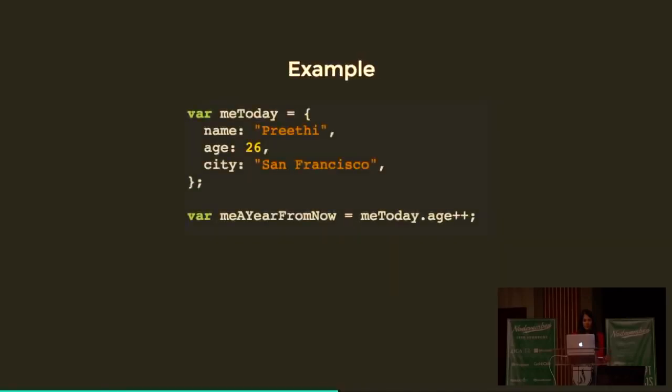So for example, here's me today. And then I have a me a year from now. And I just increment my age by one. And if I check that they're the same, it returns true. So this is not immutable because we're updating the object.